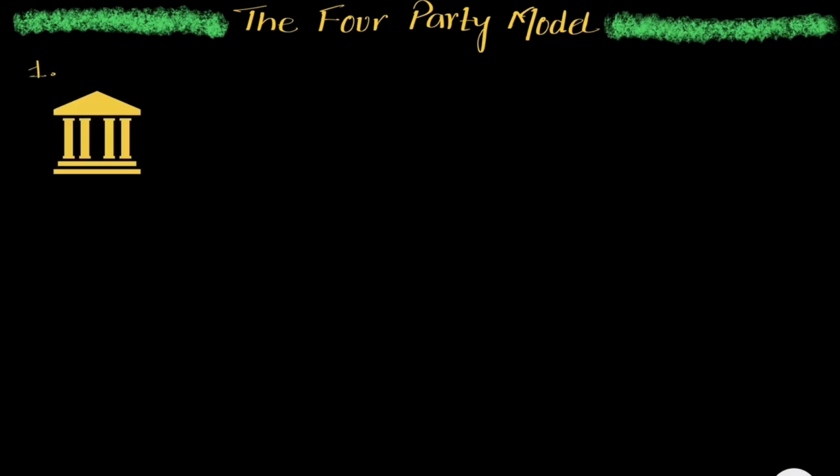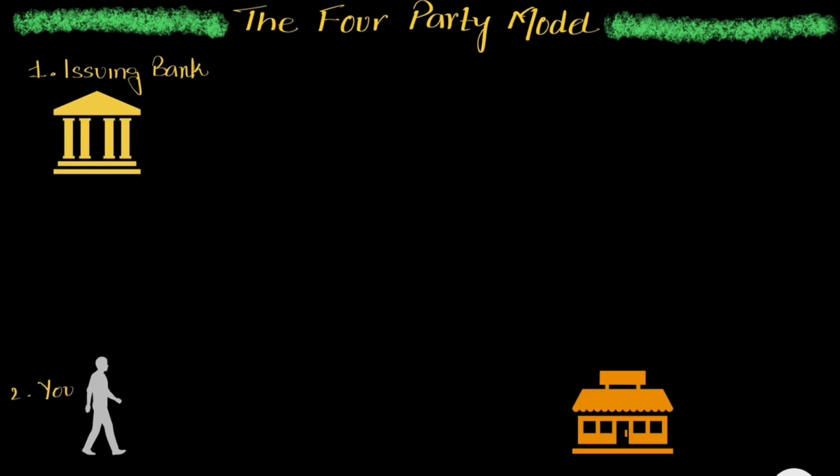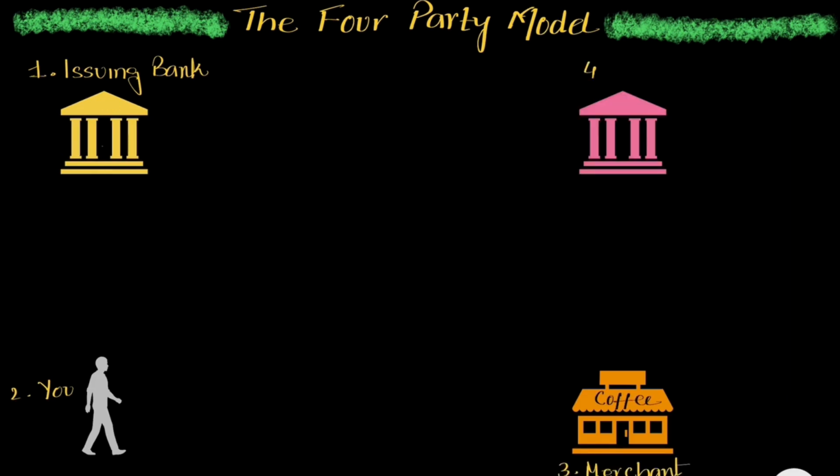This is how the 4-party model in a card transaction typically works. These are the 4 parties. First is the issuing bank. Second is you. Third is the coffee shop, which is the merchant in this case. And fourth is the acquiring bank, or the bank of the coffee shop. Now, let's see how these 4 parties communicate with each other to complete a card transaction.